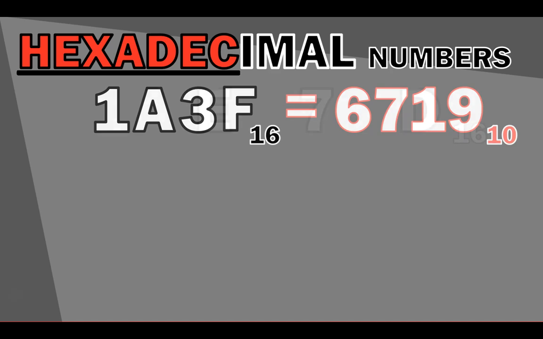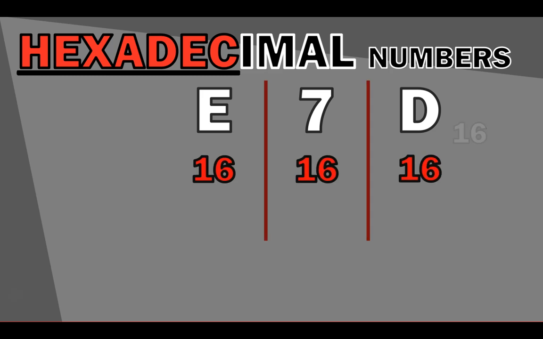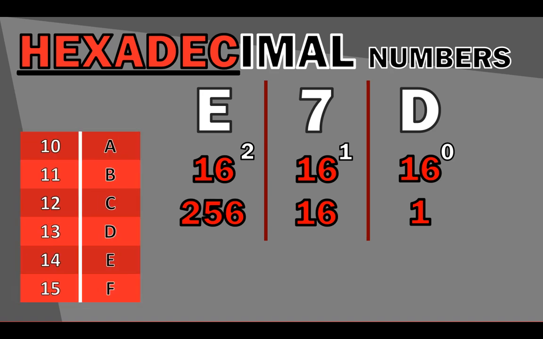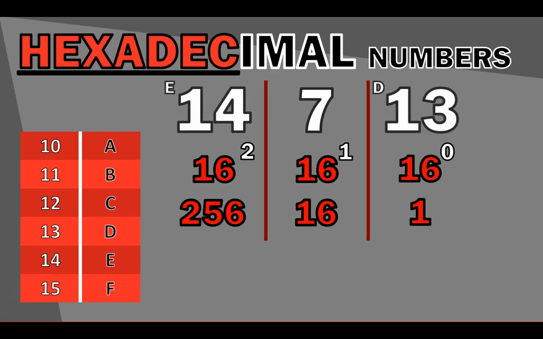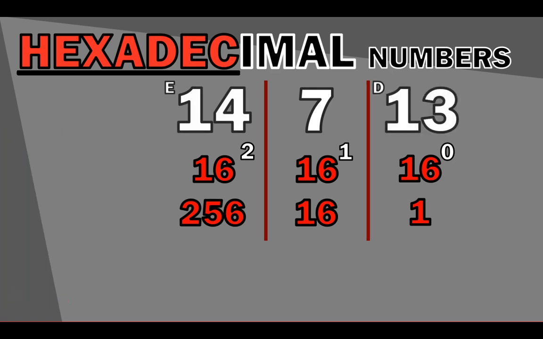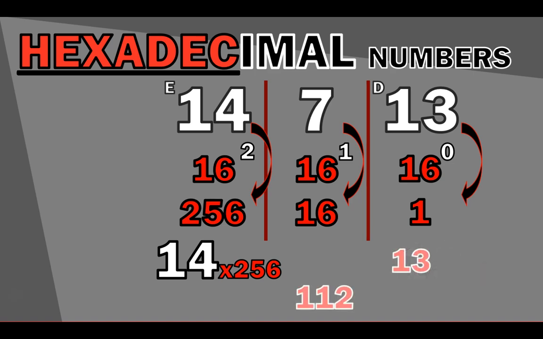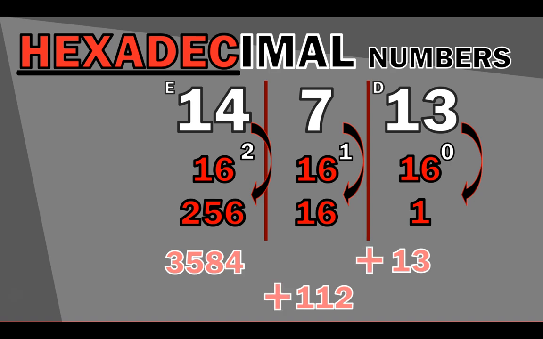So let's take another example with E7D. Each column is 16 to the power, and the first column is 16 to the power of 0, then 1, and then 2. Then we convert any letters to their numerical values. So the E becomes a 14 and the D becomes a 13. Then we multiply each column to the digit value. So 13 times 1, 7 times 16, and 14 times 256. These products are 13, 112, and 3,584. And now add those values together and we get the decimal number of 3,709.